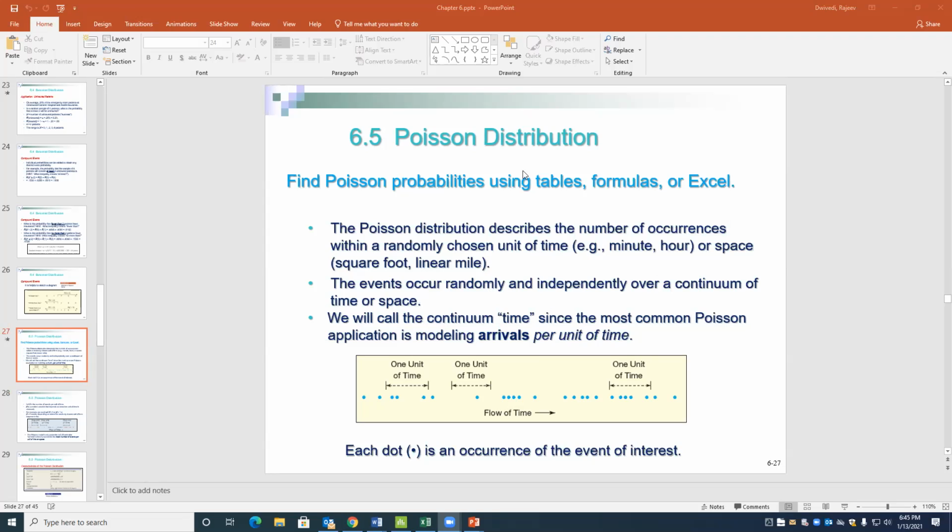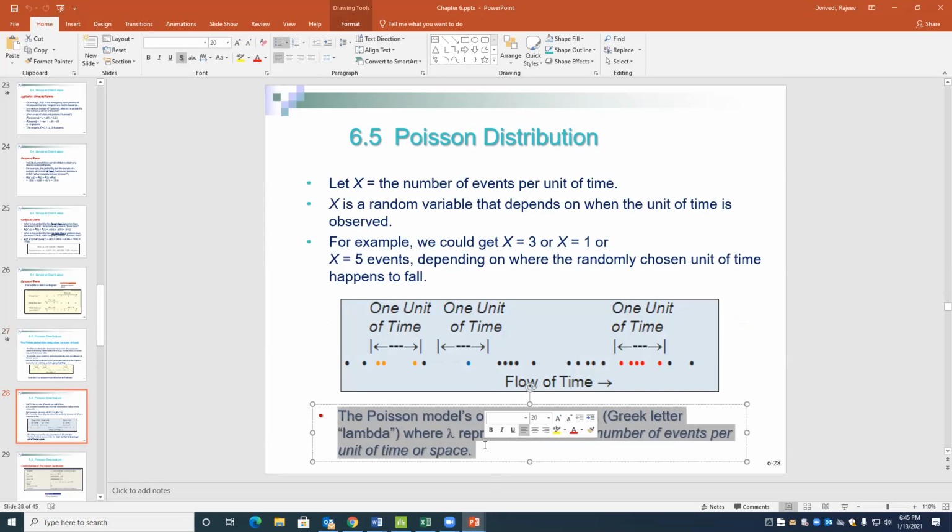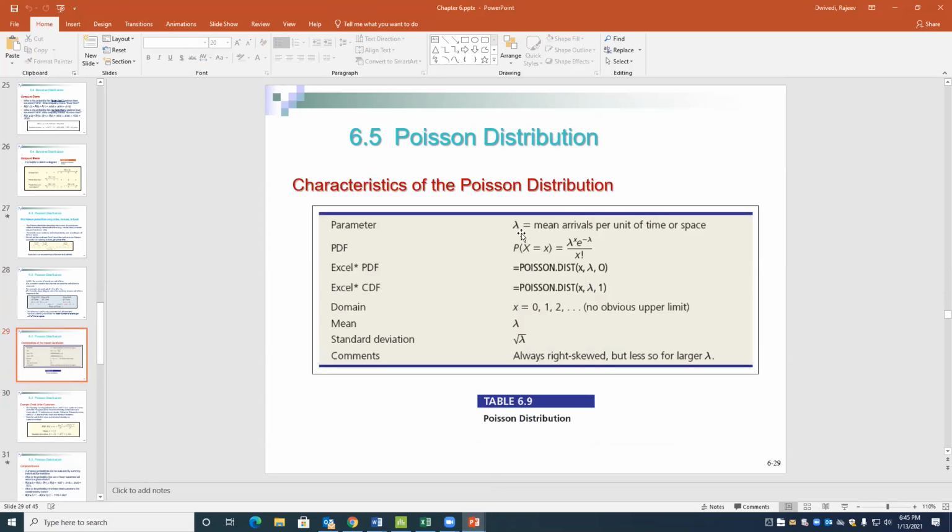If you have this kind of situation, use Poisson distribution. And the most important thing here is lambda, where lambda represents the mean number of events per unit of time or space. So if you have such a question, you can go for Poisson distribution. So here pi is mean arrivals. This is the PDF, the mean is lambda, and the square root of lambda is the standard deviation.